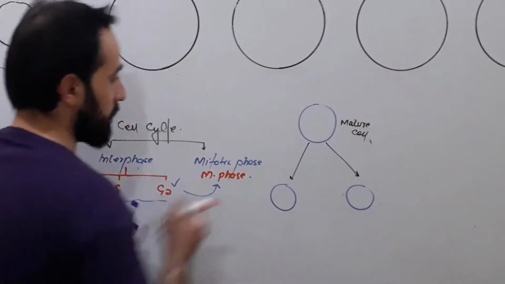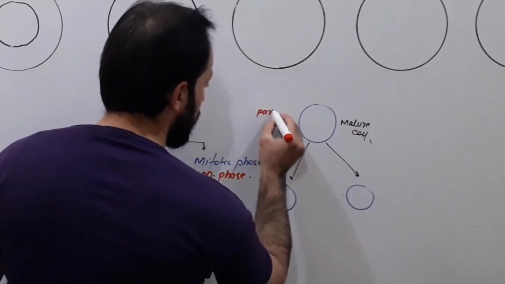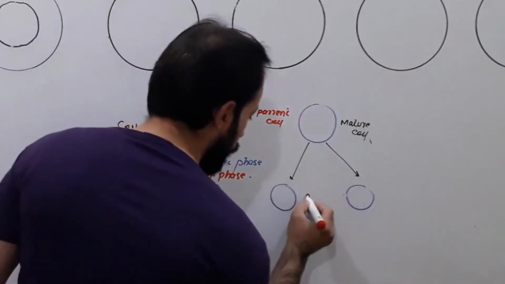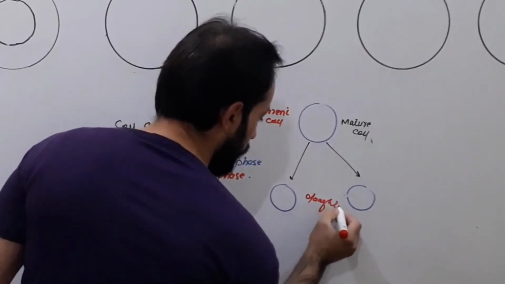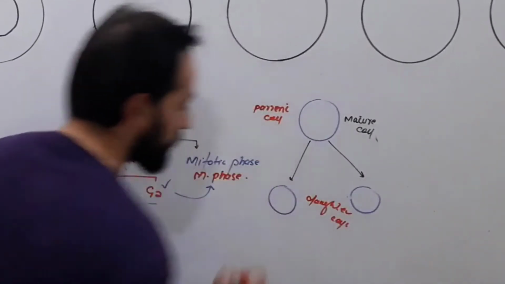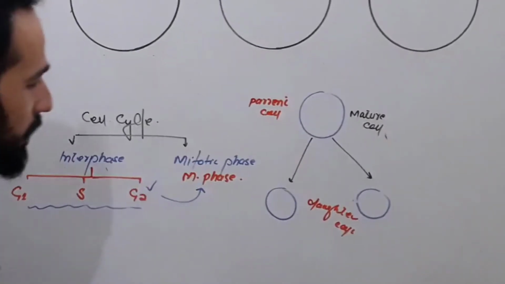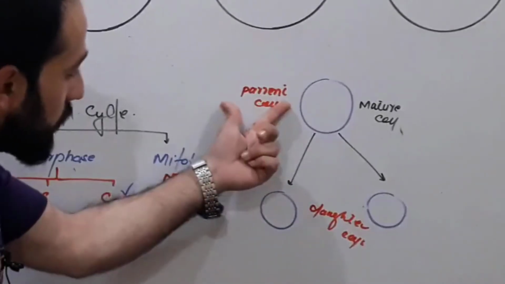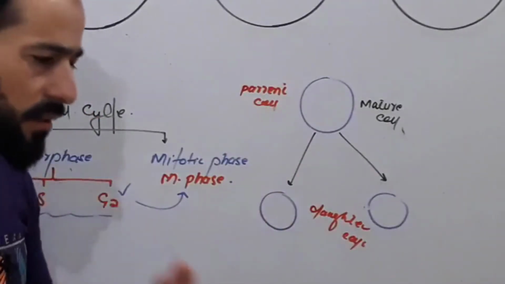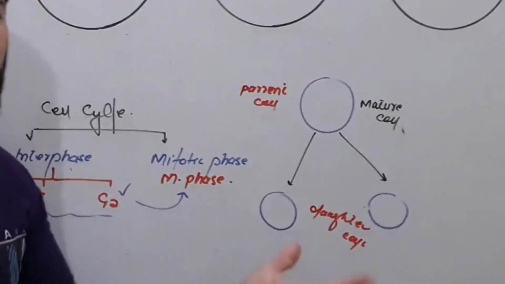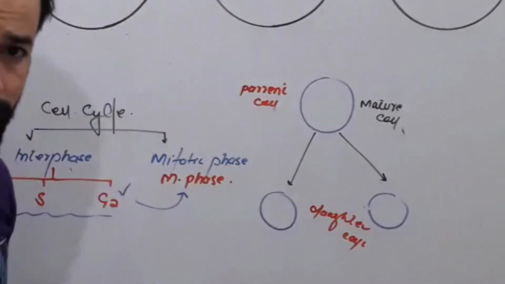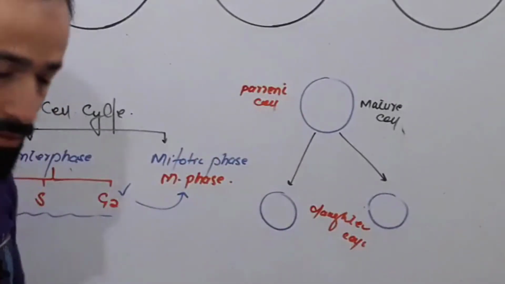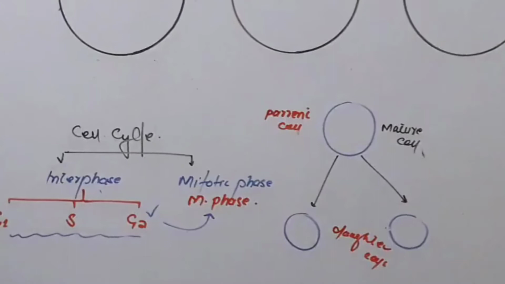So what is cell division? It is a process in which a parent cell divides into two daughter cells. This is simply cell division. Then we will see further the types of cell division, which I will discuss right now. So cell division is a process in which a parent cell divides into two daughter cells. Done. Let us write it here.